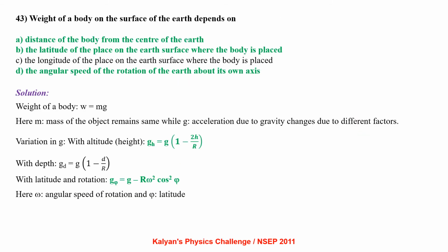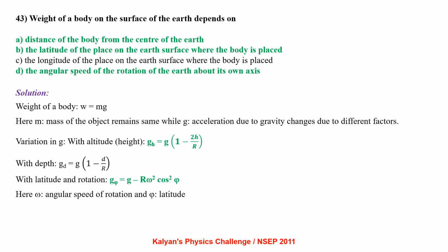Weight of a body on the surface of the earth depends on the distance of the body from the center of the earth, the latitude of the place on the earth surface where the body is placed, the longitude of the place on the earth surface where the body is placed, and the angular speed of rotation of the earth about its own axis. Weight of the body W equal to mg.